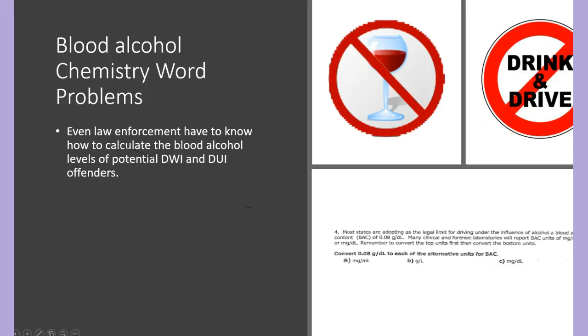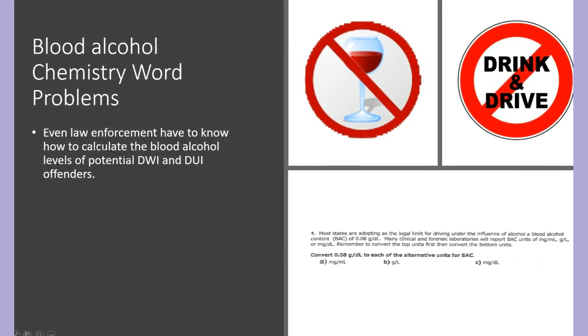So as you can see here on your screen, these are some examples of blood alcohol when it comes to law enforcement, because even law enforcement officers have to know how to calculate the blood alcohol levels of potential DWI and DUI offenders. So if you take a look here, we know we do not want you to drink and drive, but if you take a look at these examples here, we're going to actually practice those right now. Let's start.